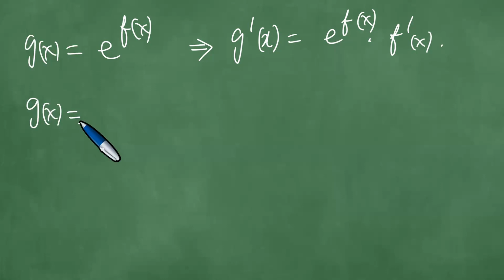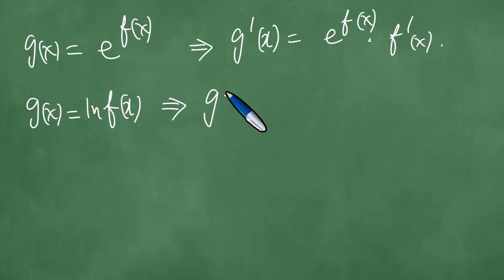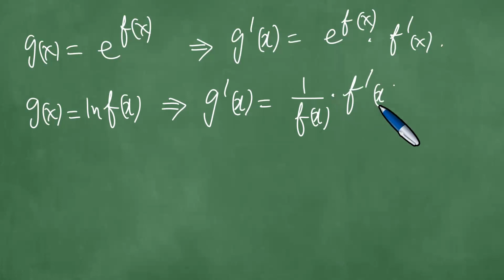Right, okay. So we have g of x, which equals the natural log of f of x. Okay, if g of x is the natural log of f of x, what is the derivative of this? To find the derivative, you say 1 over f of x times f primed of x. So in other words, if you have the natural log of a function, it's 1 over the function times the derivative of the function.